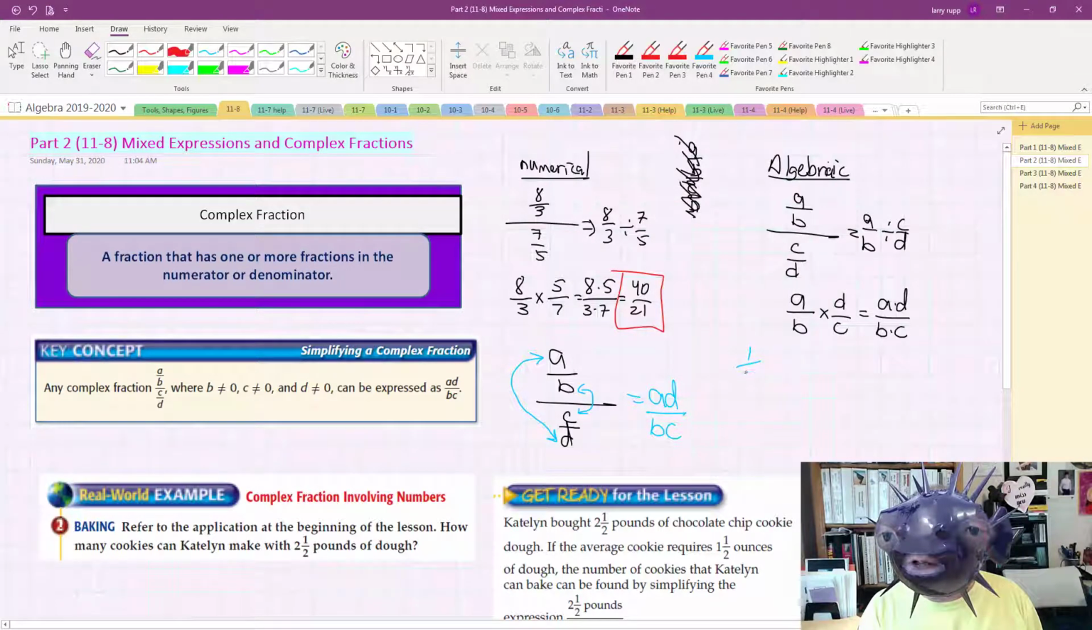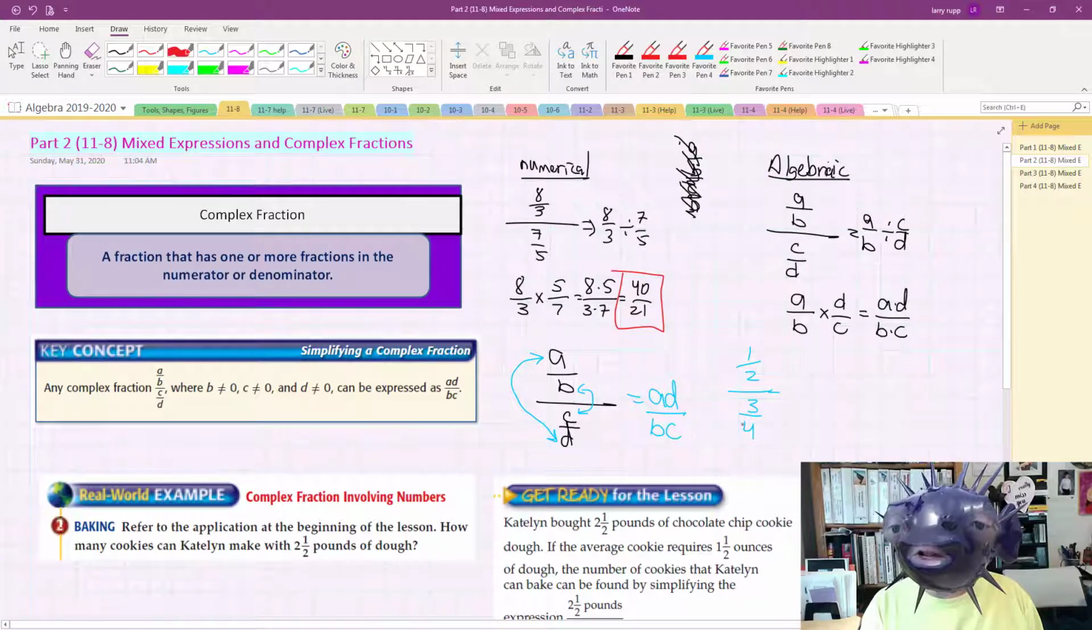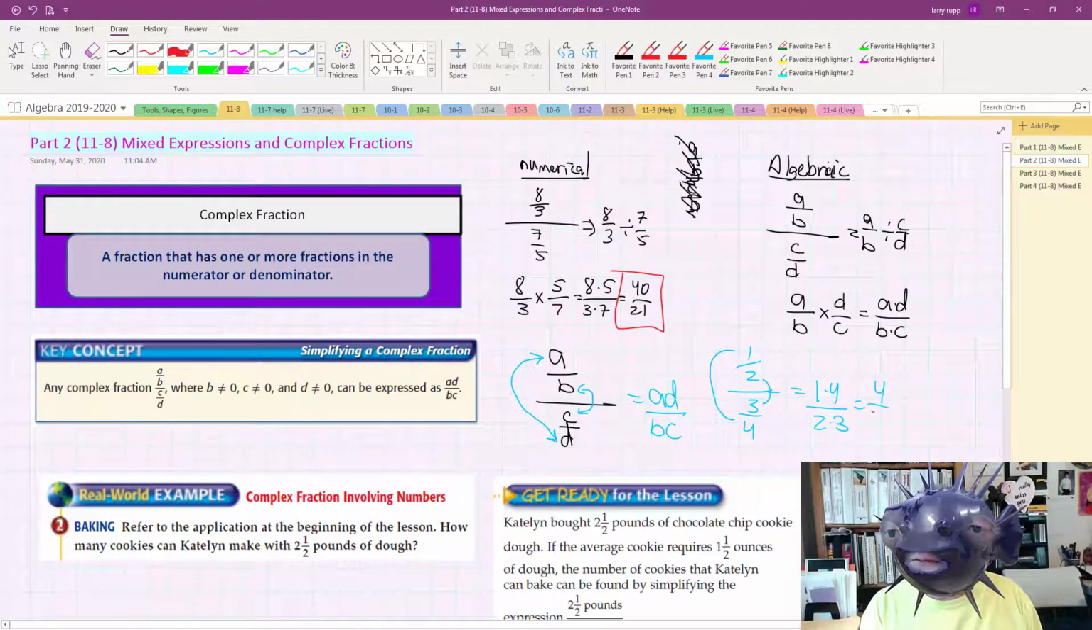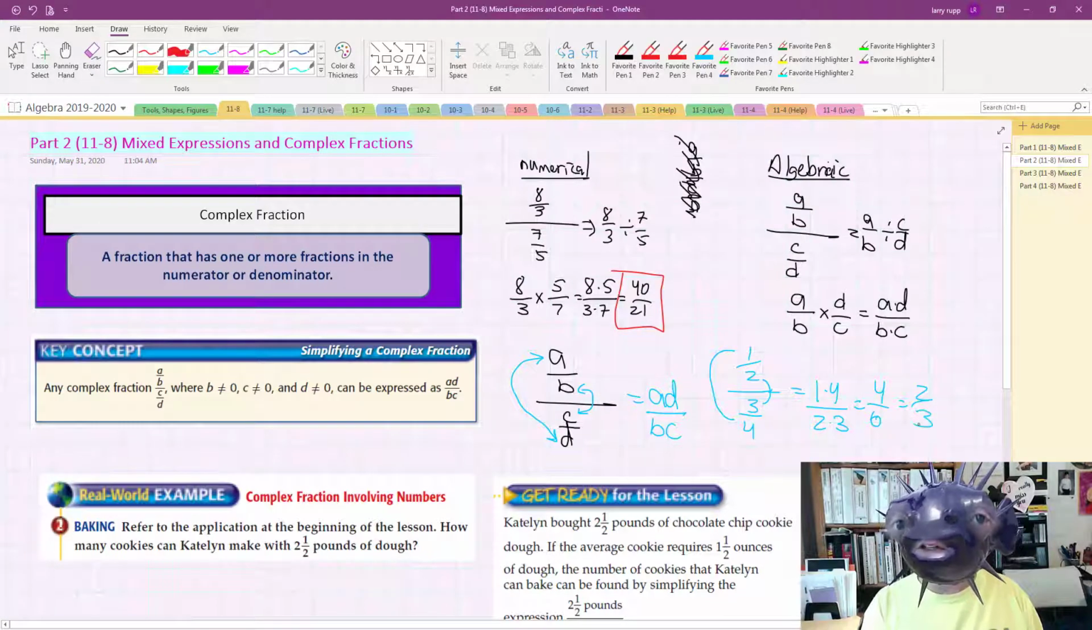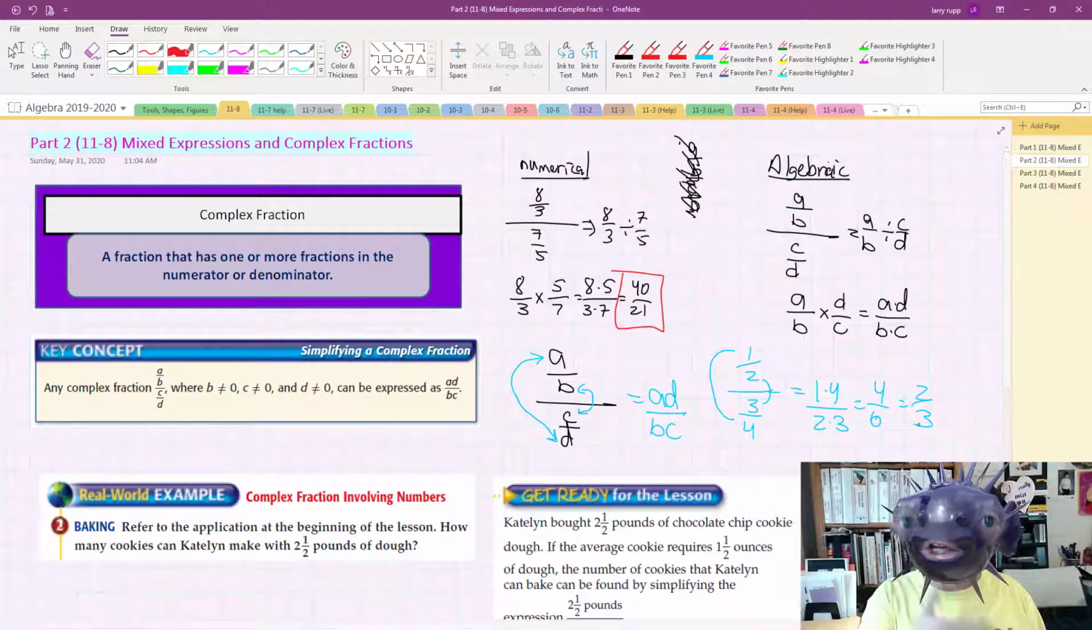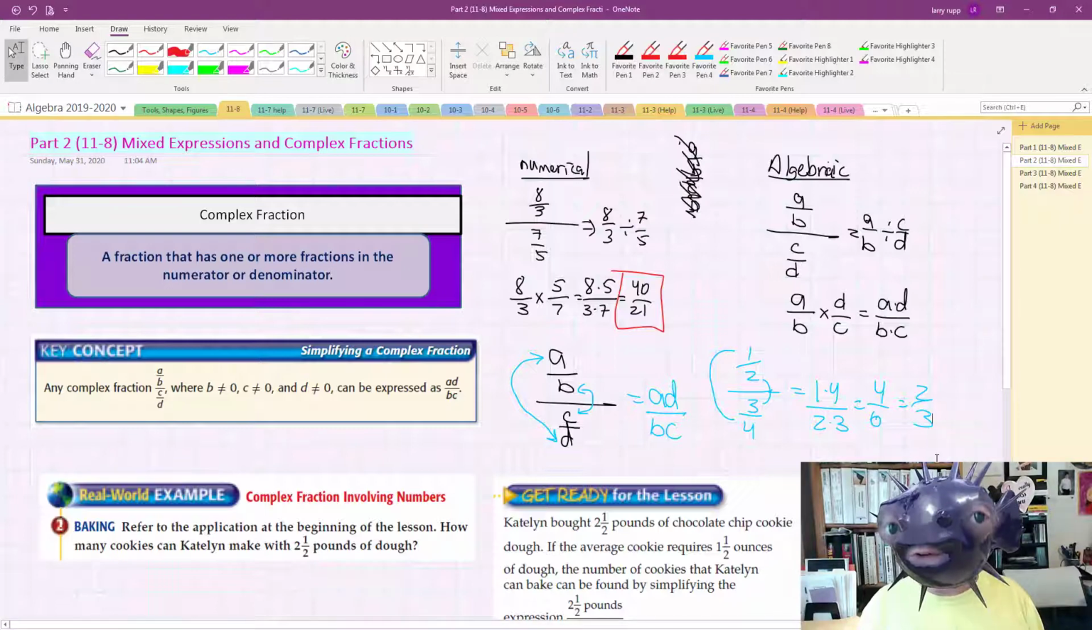So if you had 1/2 divided by 3/4, well, you don't have to go through the keep it, change it, flip it. You can go directly. 1 and 4 over 2 and 3. 4 over 6. 2/3. Right off the bat. So you don't have to do this keep it, change it, flip it thing if you don't want to. You can go directly and use that method right there. Okay? That's a really cool trick to know.